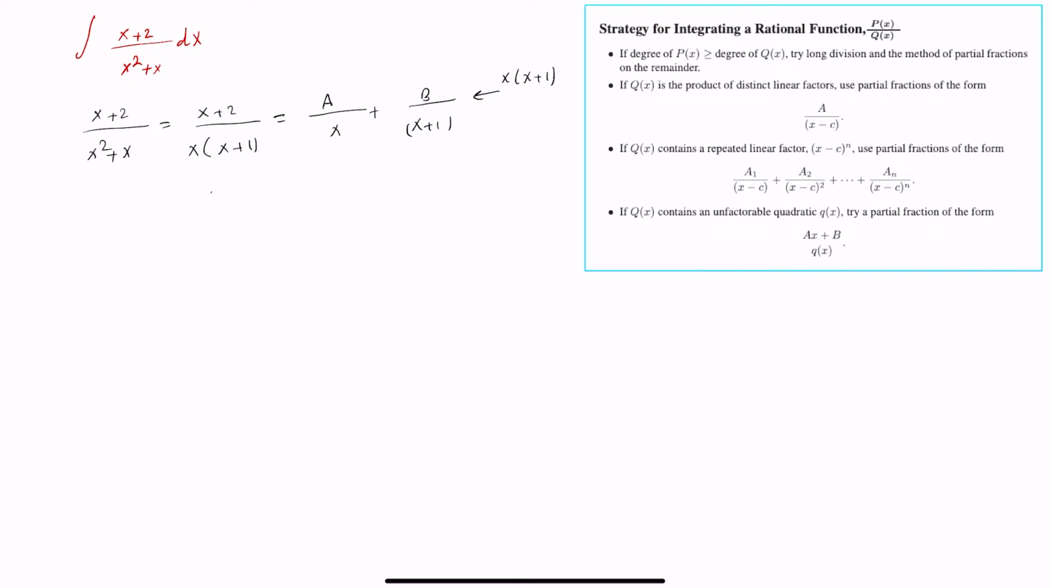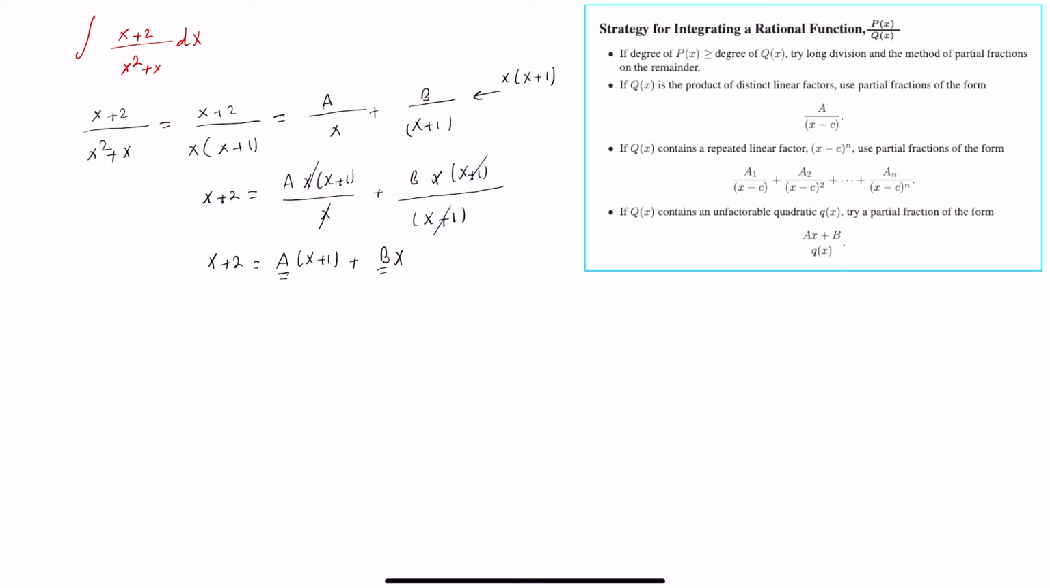The left side is going to be equal to just x + 2. Then on the right side, it's going to be A multiplied by x, then (x + 1), over its denominator, plus B multiplied by x, then (x + 1), over its denominator, x + 1. Now we can simplify. Notice this x can go with this x, and this (x + 1) can go with this (x + 1). Now this can be written as x + 2 equal to A(x + 1) plus B multiplied by x. Again, we want to solve for A and B.